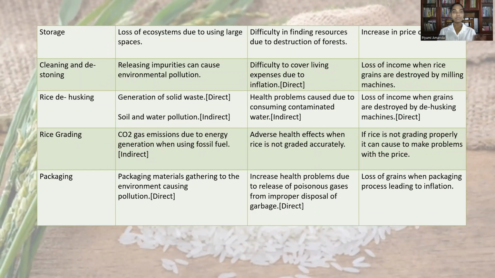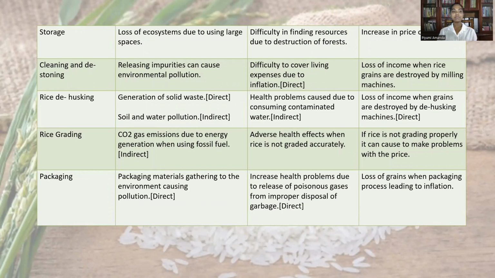The rice grading step also releases carbon dioxide gas into the environment. Adverse health effects if rice is not graded accurately can be taken as social consequences. If rice is not graded properly, it can cause problems with the price. It is a direct economic consequence.